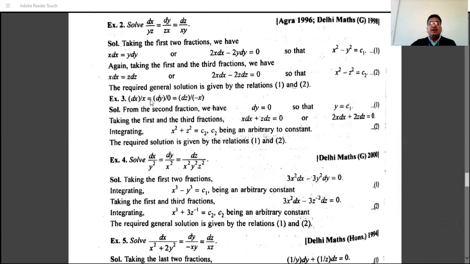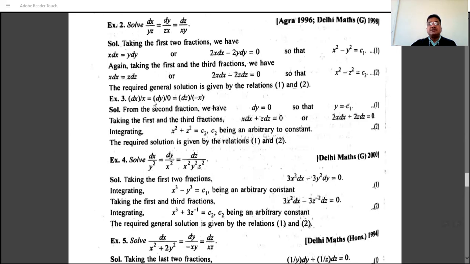Okay, then dx by x, dy by 0, dz divided by minus x. So dy by 0 means dy is equal to 0, and therefore y is equal to c1 is one solution. If the denominator is 0, then directly we have one solution from that factor. That is, dy by 0 means dy is equal to 0, and therefore after integrating both sides, we have y, the integration of dy is y, plus a constant of integration, suppose c1. So this is the first solution.